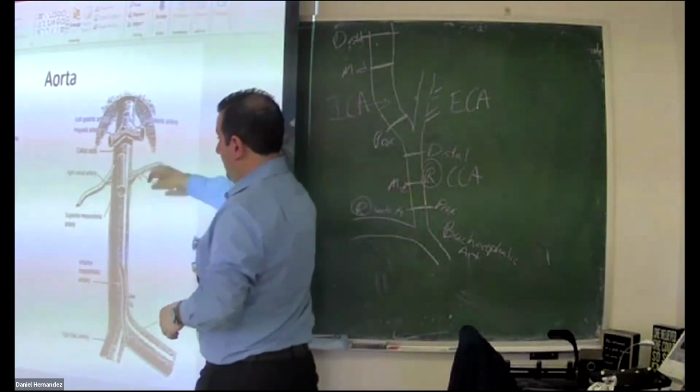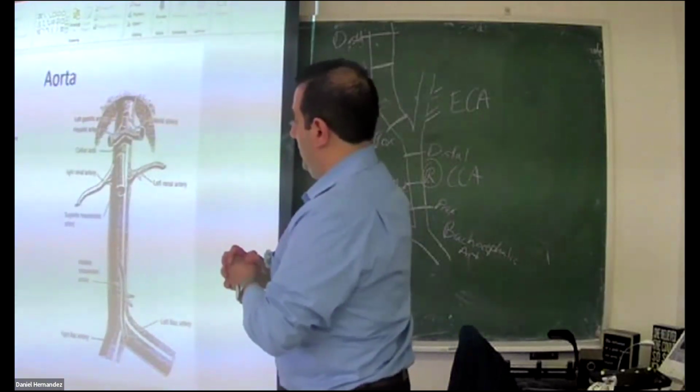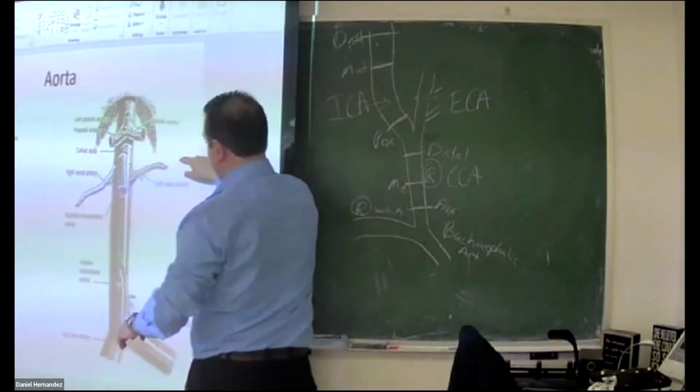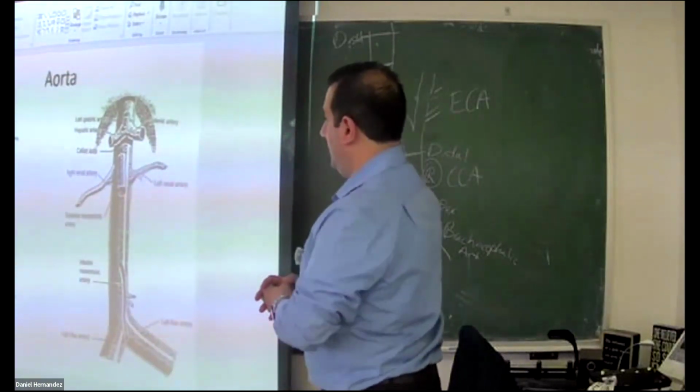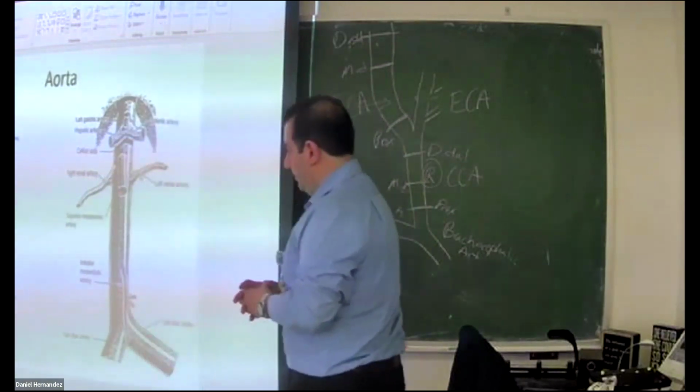Coming down inferior on the aorta, we have the superior mesenteric artery coming off the anterior surface of the aorta. You can also see your right renal artery and your left renal artery coming off laterally. And then further down, more inferior, we have your inferior mesenteric artery.